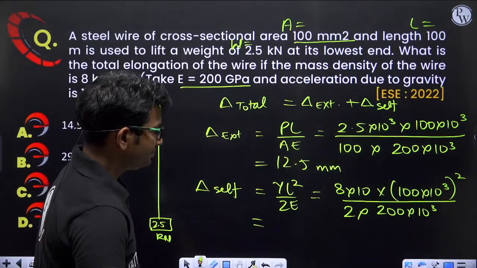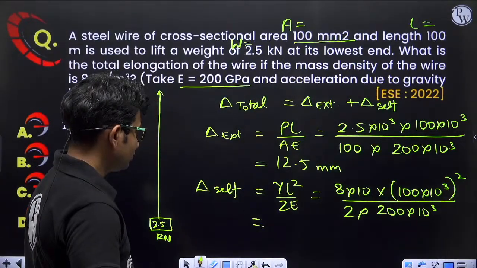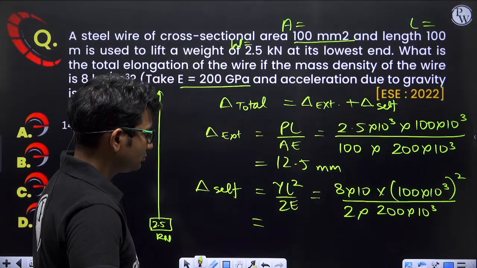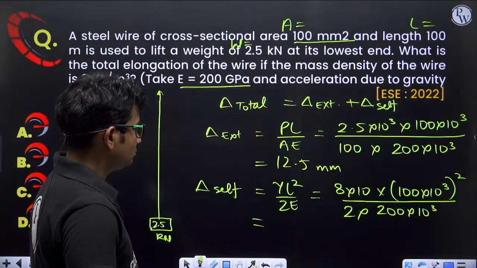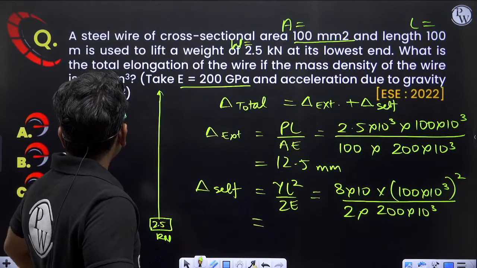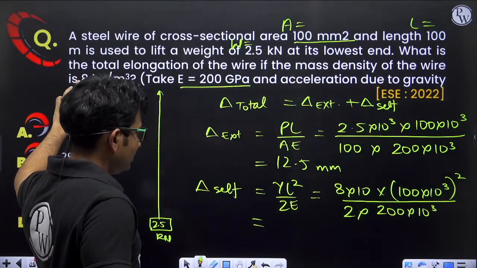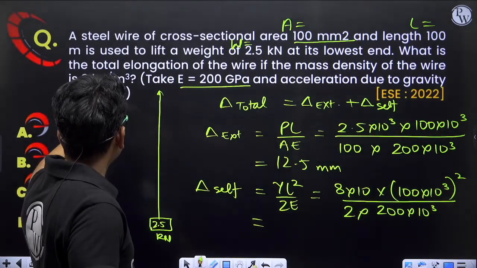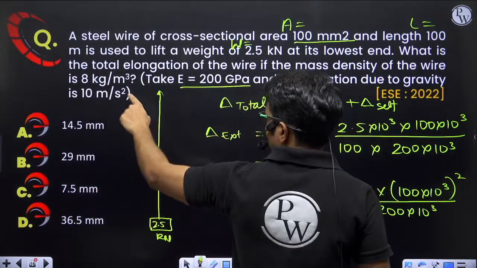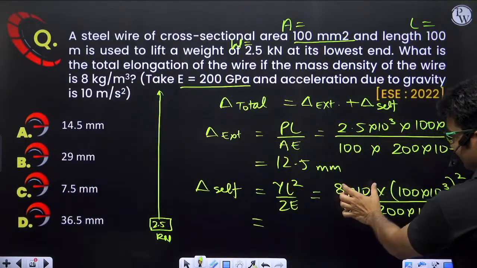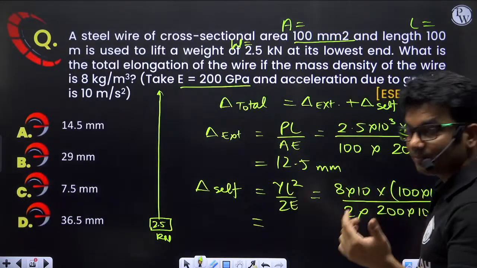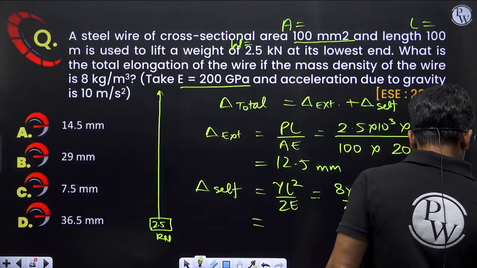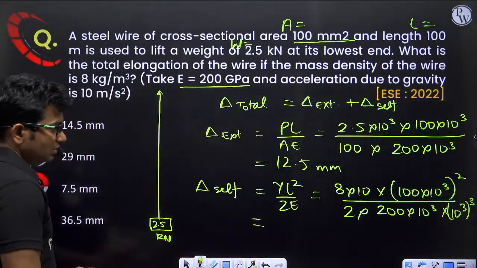Gamma L square upon 2E. Kg meter per second square. This will be in meter. So 80, kg per meter cube. See, it is meter cube, no? We have to convert this into mm cube. So this is Newton per meter cube, na? We have to convert into mm cube. So we have to multiply 10 to the power 3 to 3. Now we will see.